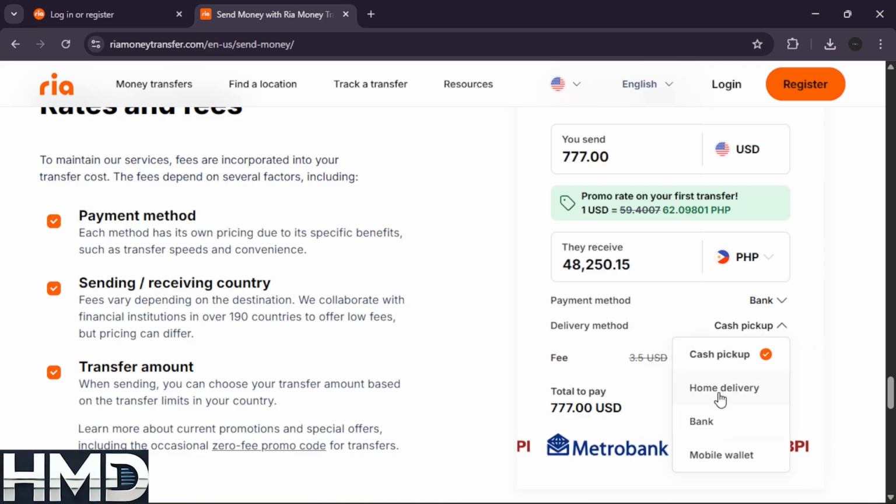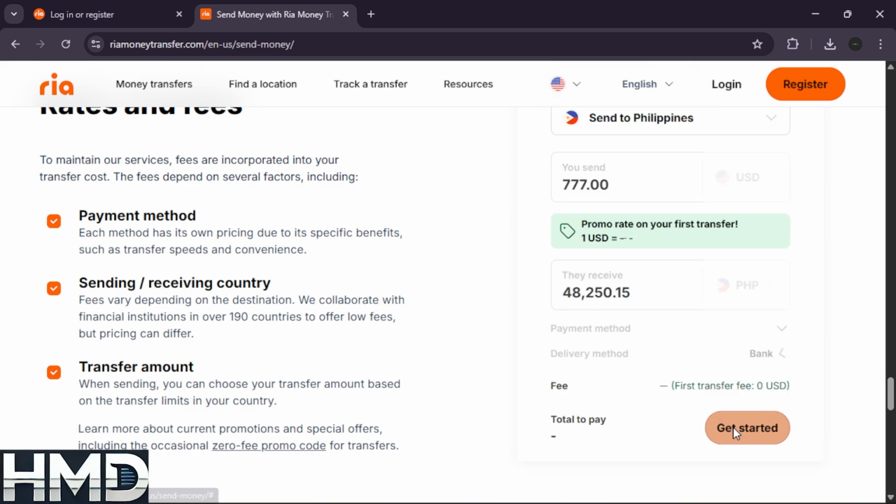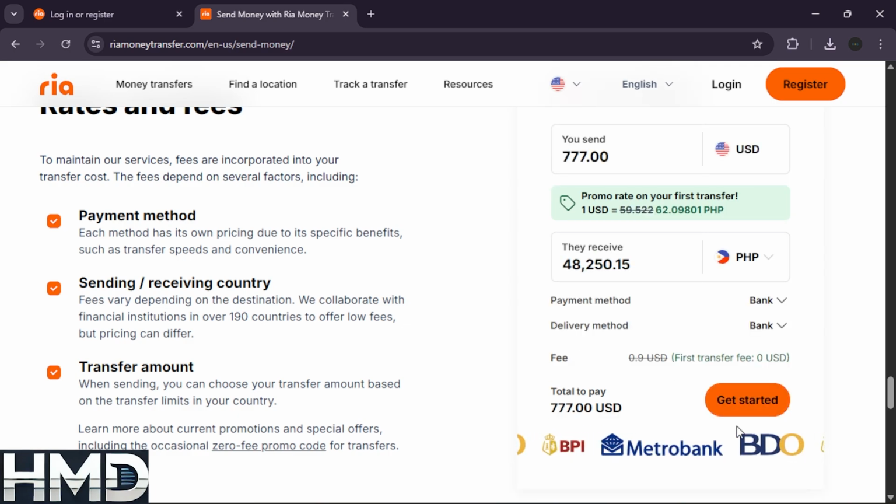And that's it. To send money in Ria, you must first log into your account to stay safe. Then, you pick the amount and the country to see the price. Next, you choose how to pay and get the cash to fit your needs. Finally, you enter the names and send to finish it.